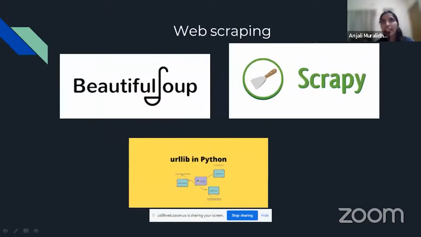Then web scraping. Let's say you see something on a website and you want that particular data from the website. Python has libraries for this: Beautiful Soup, Scrapy, and urllib. These are three libraries which help you to scrape the data.